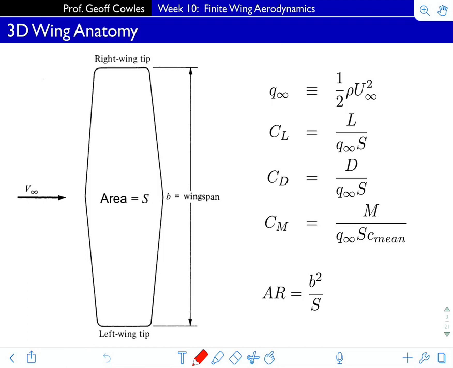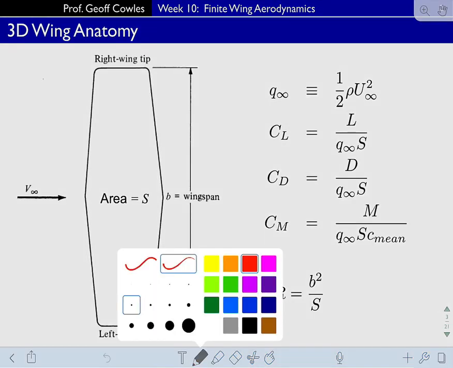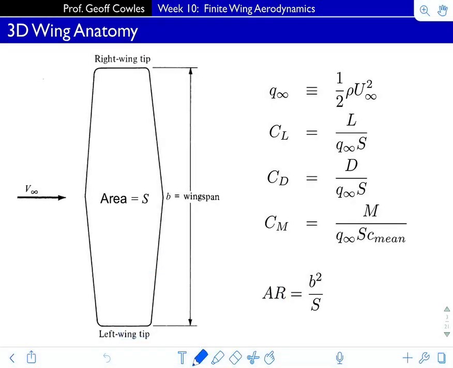This wing on this page is flying to the left, as we do by convention. The key geometric parameters are the wing area S, which is what we call the planform area. That's essentially the projected area of the wing. So it is not the same as the surface area of the wing, which would include both sides. This is the planform area S.